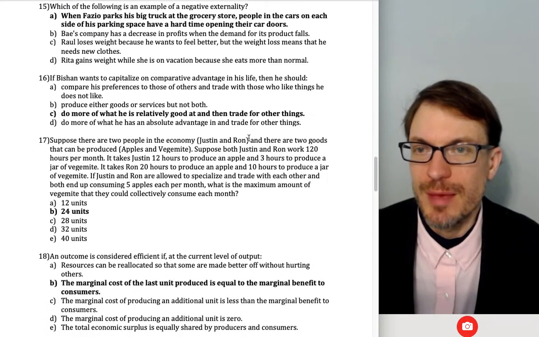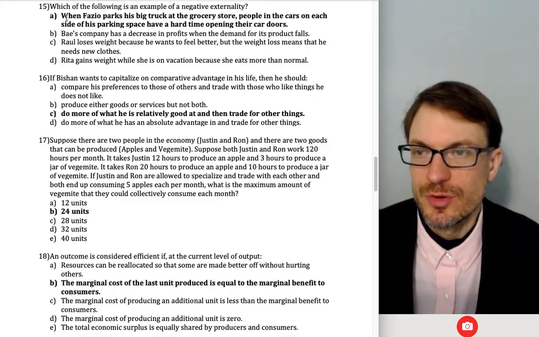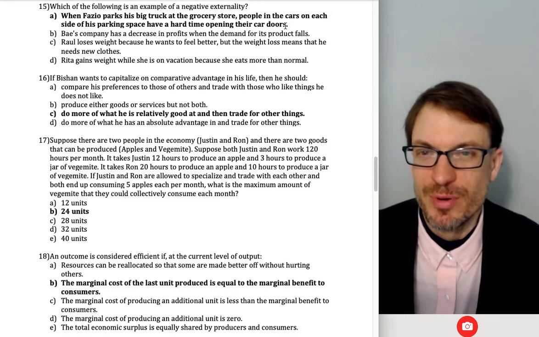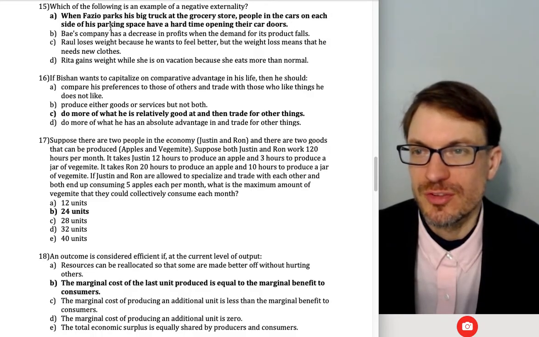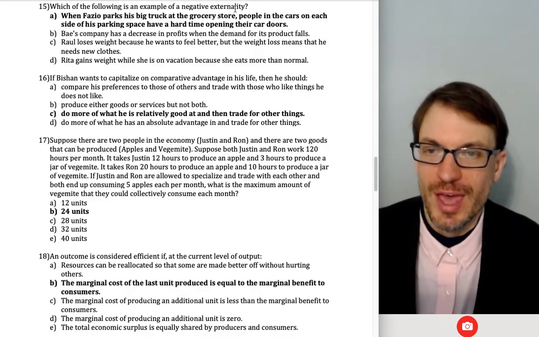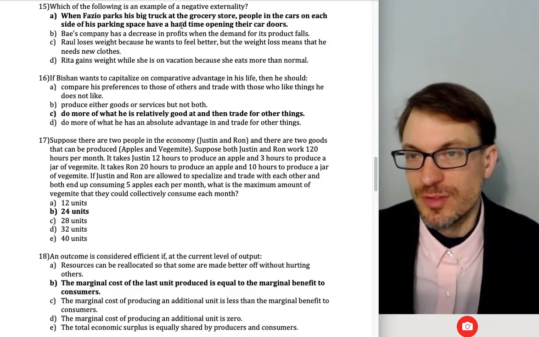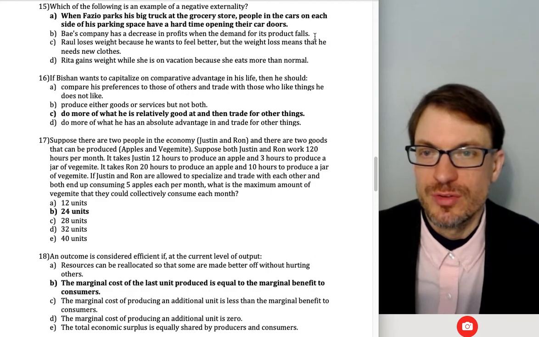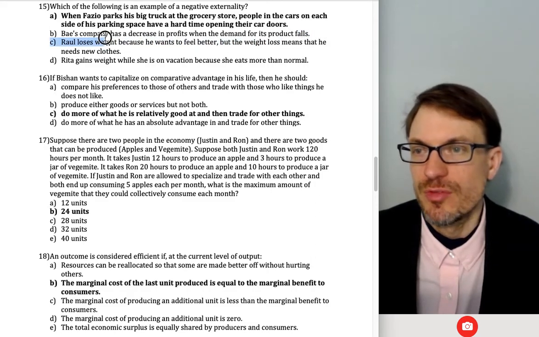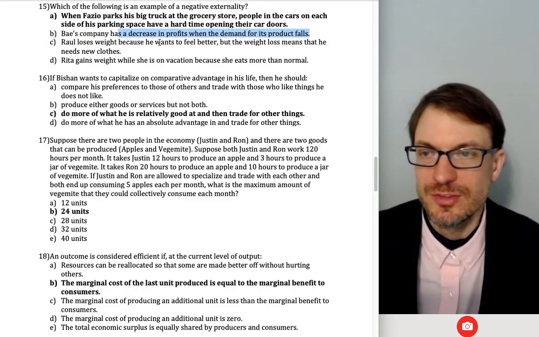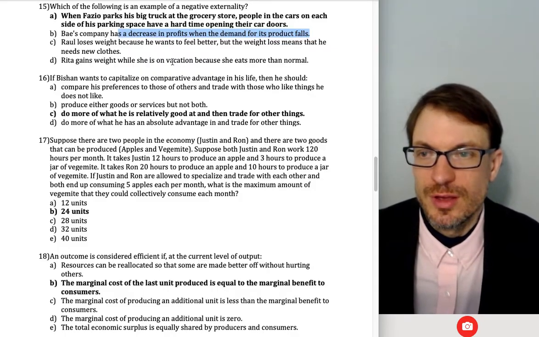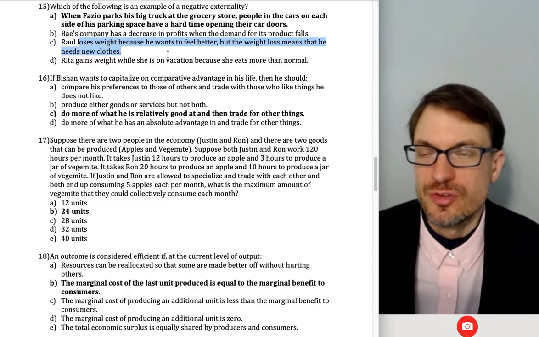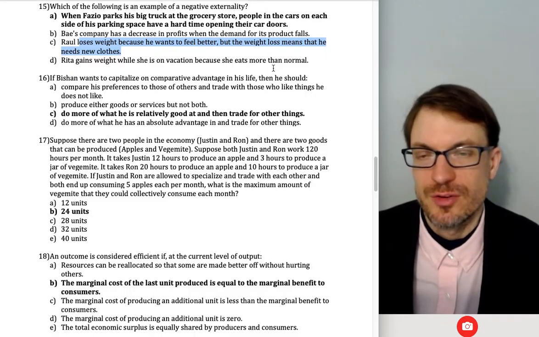Which of the following is an example of a negative externality? So we've got a truck at the grocery store. People in cars on each side have a hard time opening their car doors. Yeah, so that'd be a negative externality because those individuals are bystanders relative to the decision to park the truck. Let's see. Company has a decrease in profit where demand for its product falls. Nope. Remember from the text, price changes aren't externalities. Let's see. Needs new clothes. Nope. That's a direct effect.